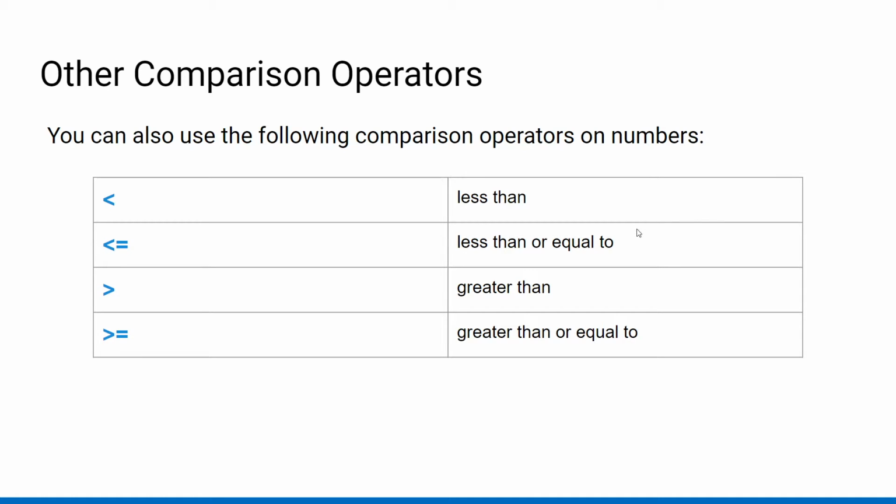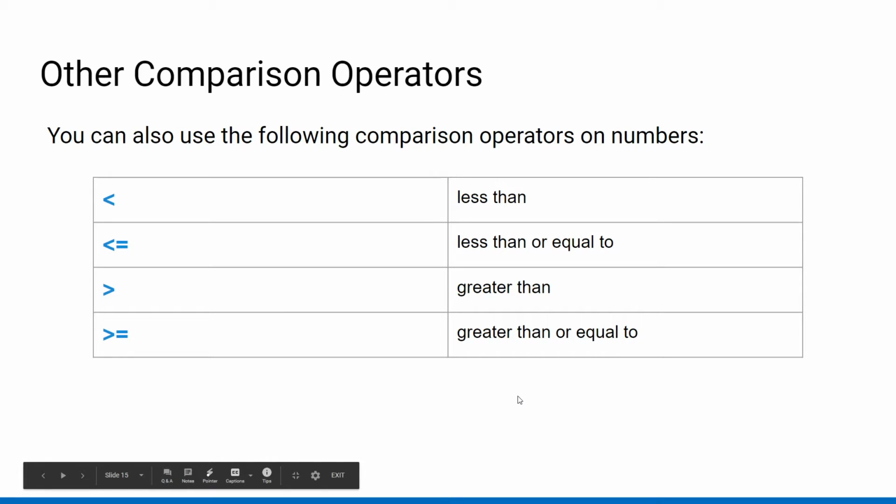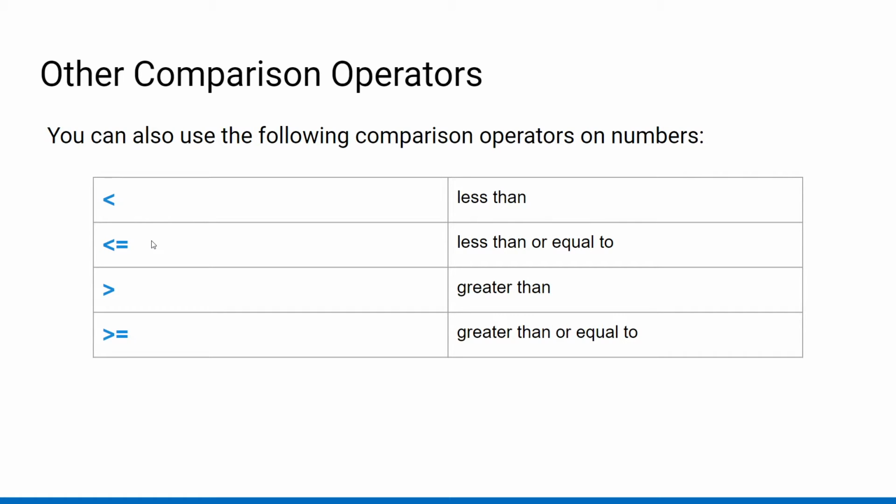And then for numbers, we can use some more comparison operators. You probably know these already. They're like less than, greater than, and then less than or equal to, greater than or equal to. And you write them this way. For less than or equal to, you put the less than sign and then equals. And greater than is similar: it's greater than, and then the equal sign afterwards.